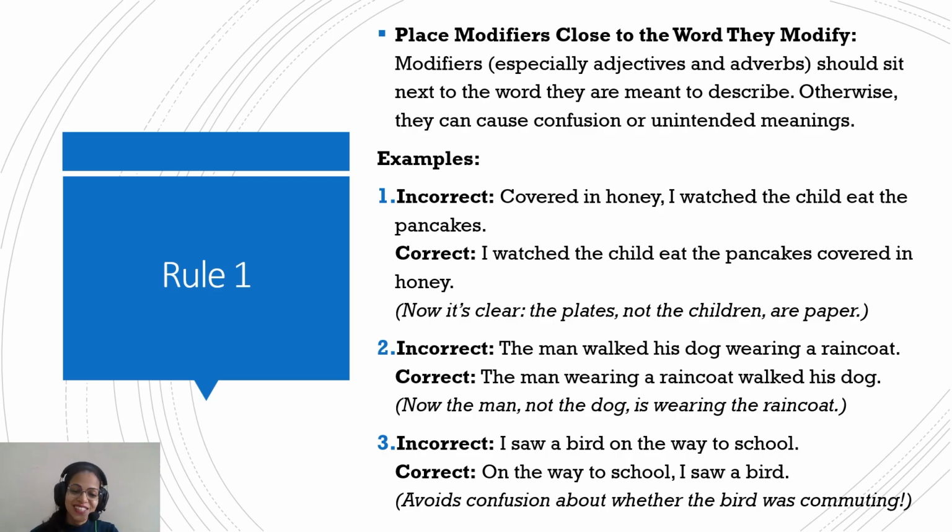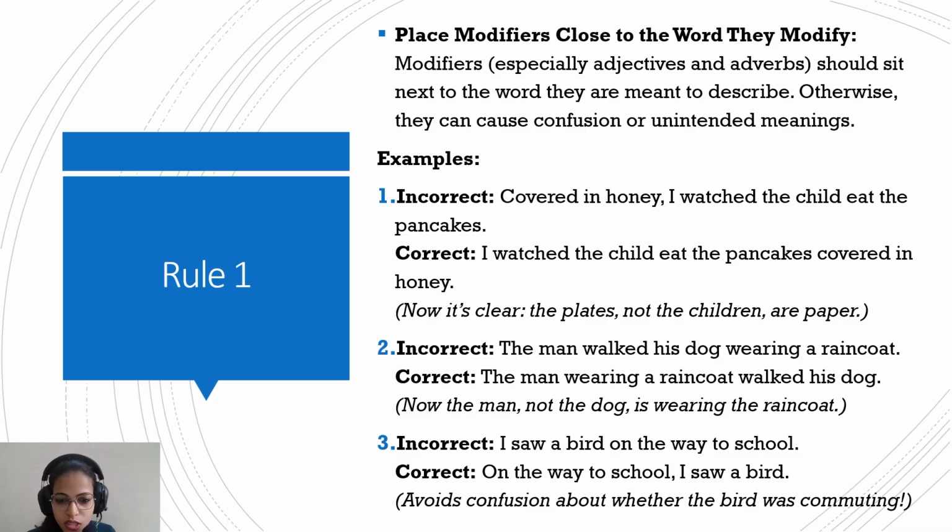So let's look at the first example. Covered in honey, I watched the child eat the pancakes. It's not like I am sitting and I'm all covered in honey and I'm looking at the child. This is the sense the first incorrect statement is giving. The correct way to say it is, I watched the child eat the pancakes covered in honey. So the modifier covered in honey is modifying pancakes, because the pancakes are covered in honey. I am not covered in honey, or the speaker is not covered in honey. So, of course, modifiers should be placed close to the words that they modify.